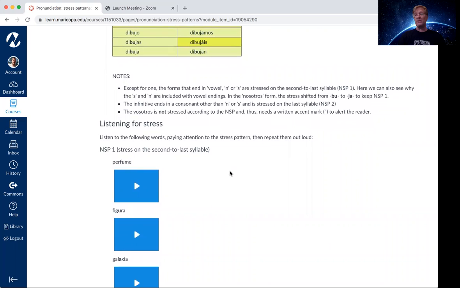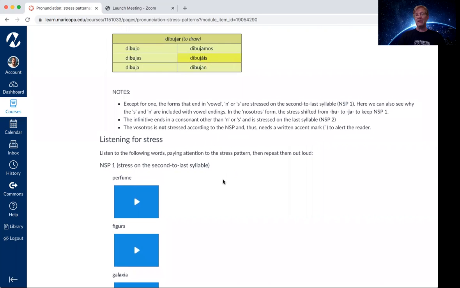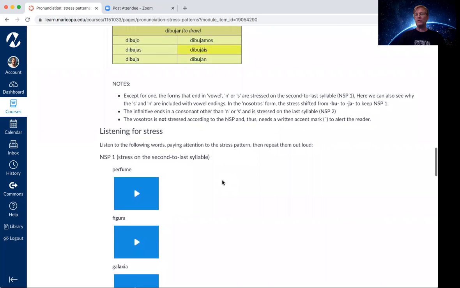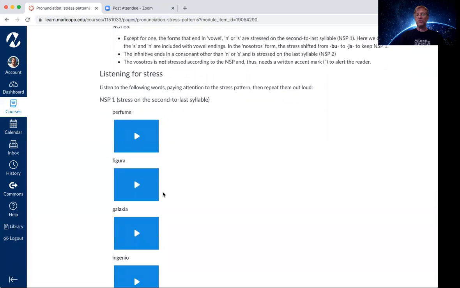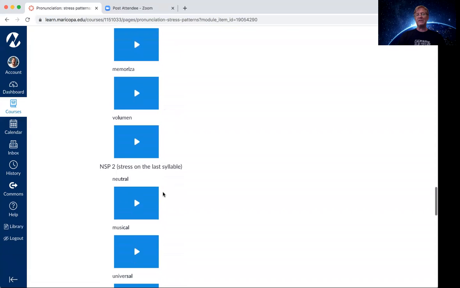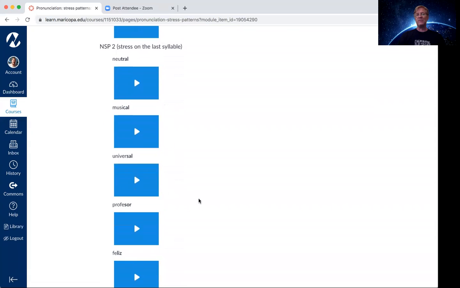Next semester, when we study accent marks actively, you'll learn that there's some other rules as well. For instance, accent marks that tell the difference between words. For instance, el without an accent mark, the, and él with an accent mark, he or him. So you don't need to worry about those yet. Do listen for the stress. Practice as much as you can with these.